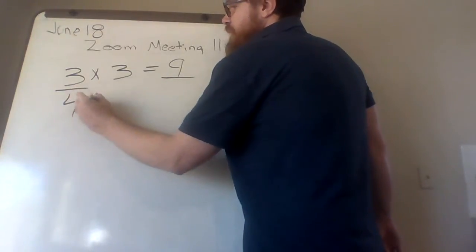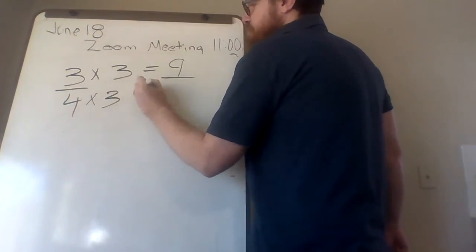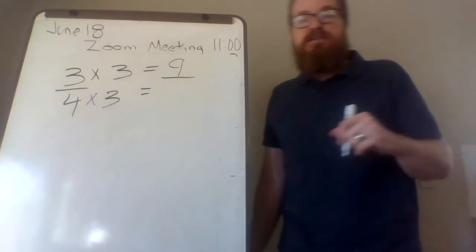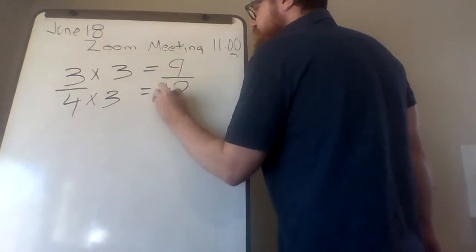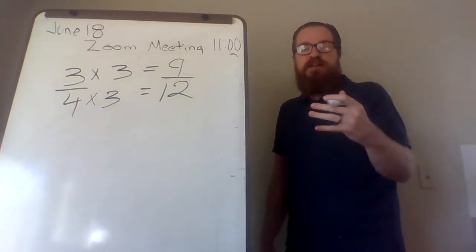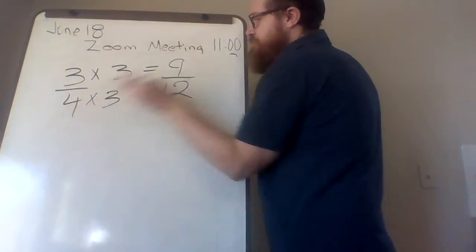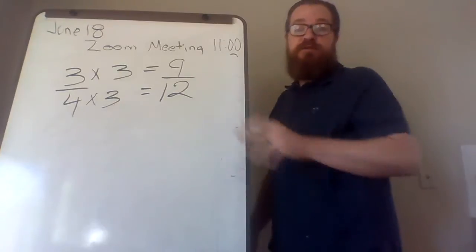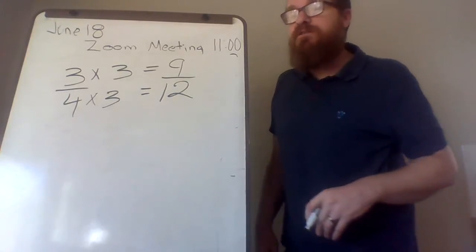I'm gonna multiply 4 times 3 also. What is 4 times 3? 4 times 3 is 12. Okay? So I can see if I want a fraction that's equivalent to 3/4 that has 9 as a numerator, the only fraction that works is 9/12. All right? Let's do one more.